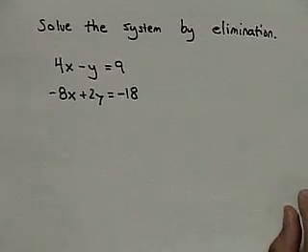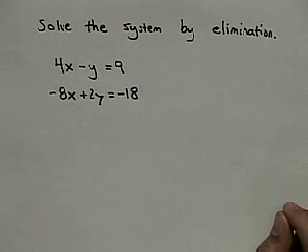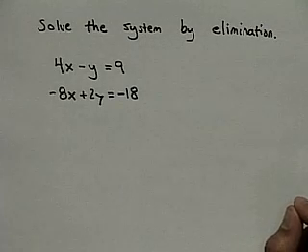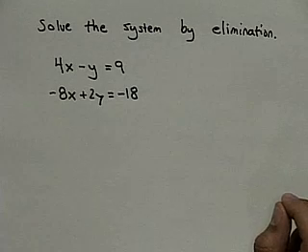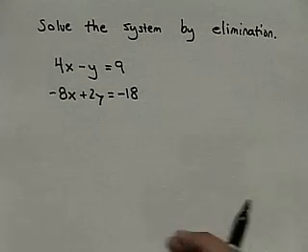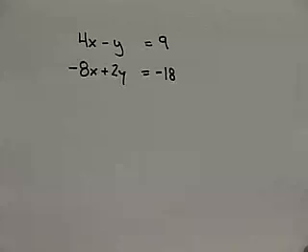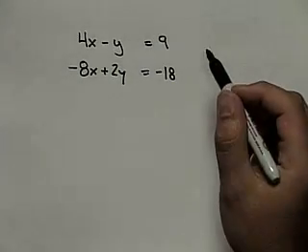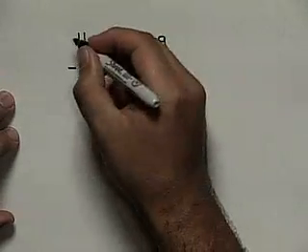Here we're asked to solve the following system by elimination: 4x minus y equals 9, and negative 8x plus 2y equals negative 18. In order to do this, we'll again use the elimination method. So what we'll do is we'll take the first equation, and we'll multiply it by 2. So multiplying that first equation by 2, what we end up with is the following.